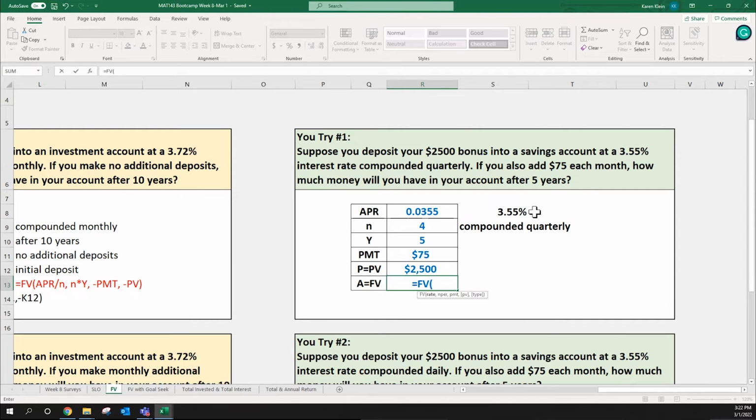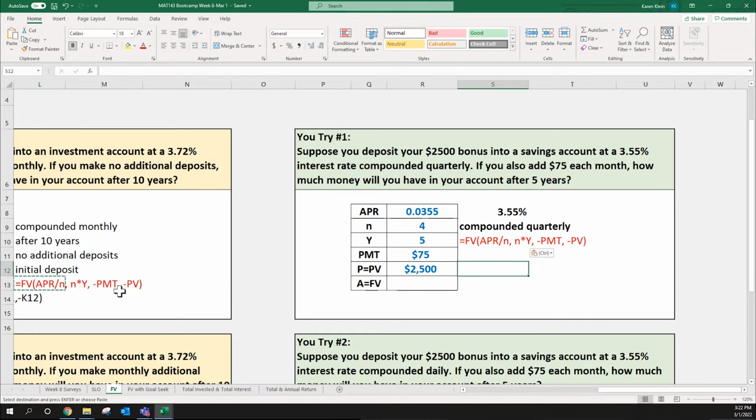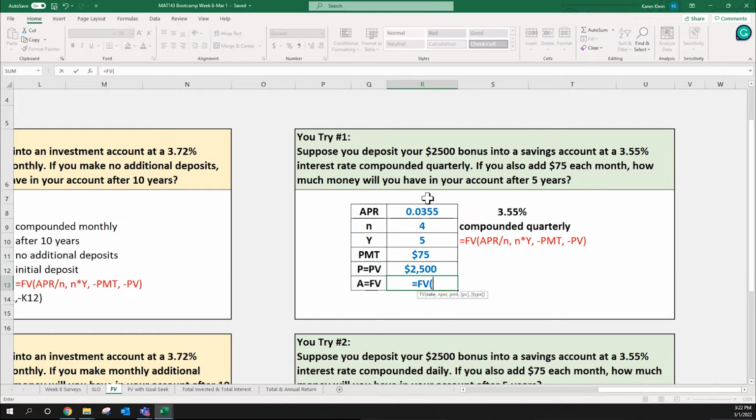Now I'm ready to write in my formula. I'm going to do it differently this time. I'm just going to type it in based off of what we know about our function. By the way, this is a formula that we'll give you on the test. However, we're not going to give you all the formulas, so you might as well put this on your formula sheet, your index cards you're going to use for your test, even though we're going to give it to you on the test as well. All right, so we're going to type in FV, parentheses, APR divided by our N, comma, N times Y, comma, minus the PMT value, comma, minus our PV value, close parentheses.